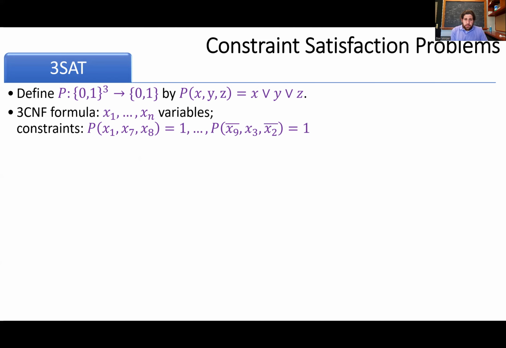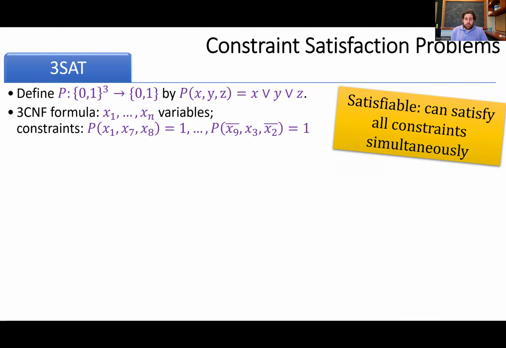We have a predicate, P, which takes as input 3 bits, and outputs 1 bit, which you can think of as yes or no. The output of P on input X, Y, Z is 1 if and only if at least one of the inputs is 1. With this predicate in mind, an instance of 3-SAT consists of a set of n variables, x1 to xn, along with a bunch of constraints, and each constraint is the predicate P applied on 3 variables, some of them can be negated, is equal to 1.